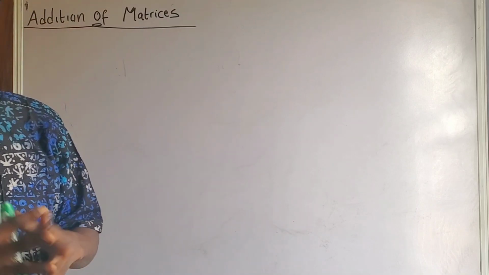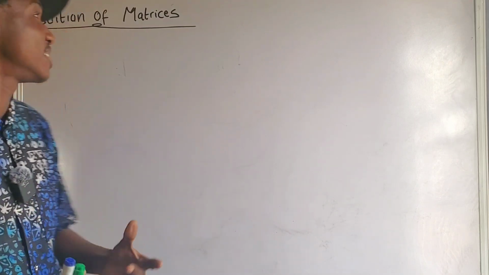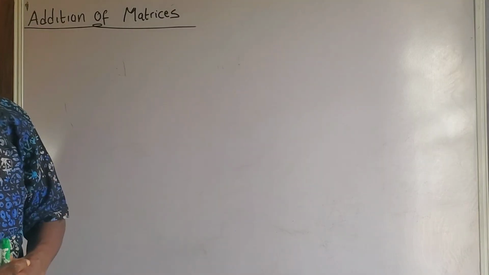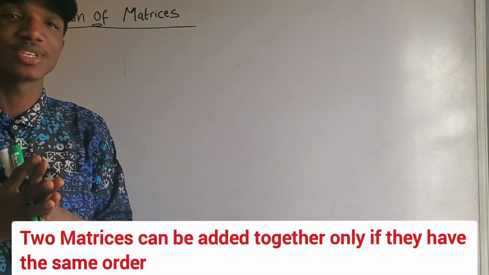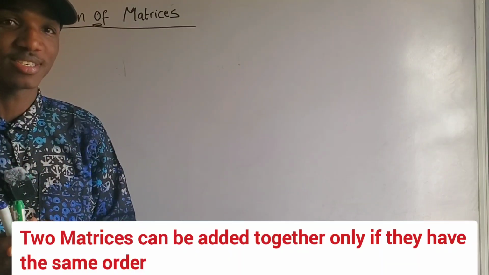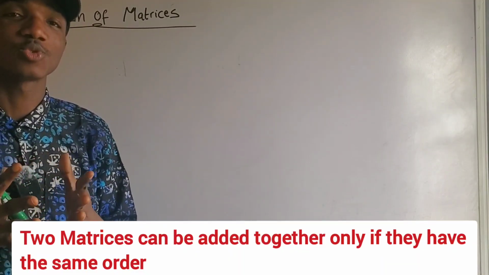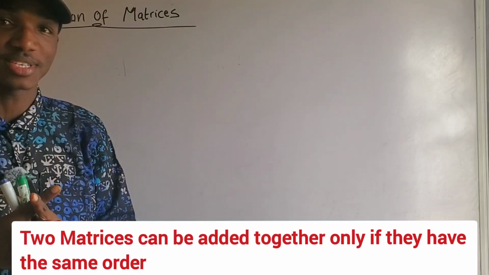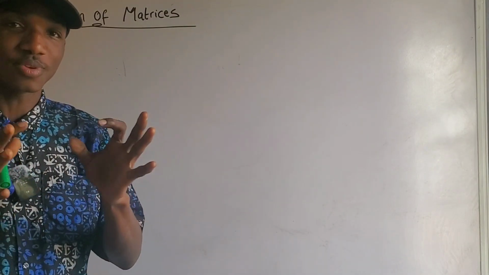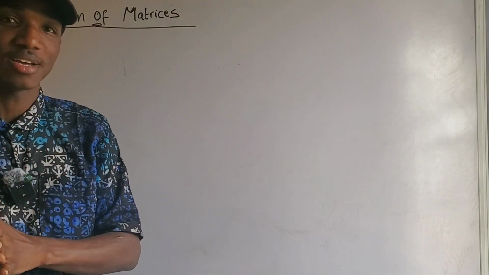Having talked about equality of matrices, let us now look at the addition of matrices. Please, I want you to pay attention. If you want to add two matrices together, they must have the same order. You understand? There is a condition for you to be able to add two matrices together. Both of the matrices must be of the same order. Are you getting it?